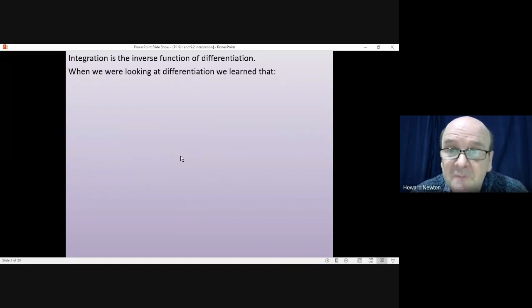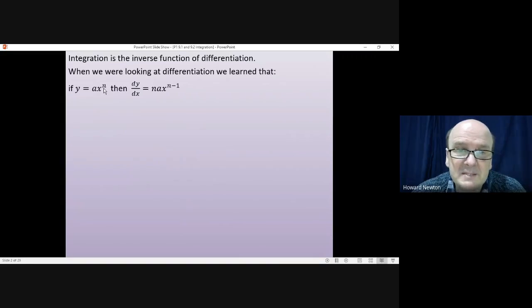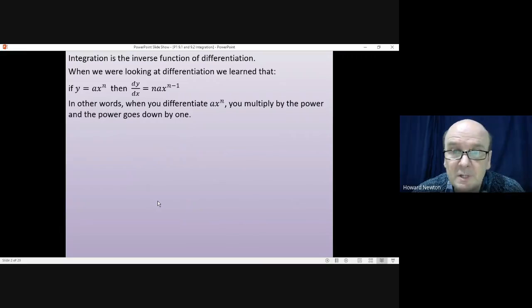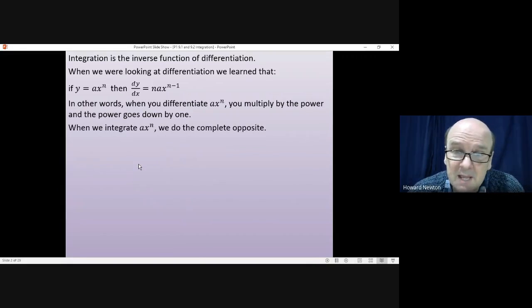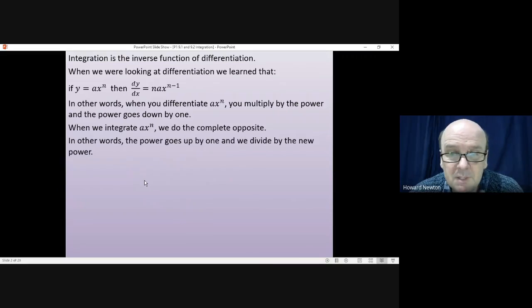Integration is the inverse function of differentiation. When we were looking at differentiation, we learned that if you're differentiating a function of the form ax to the n, you get nax to the n minus 1. In other words, when you differentiate ax to the n, you multiply by the power, and the power goes down by 1. When we integrate ax to the n, we do the complete opposite. In other words, the power goes up by 1 and we divide by the new power.